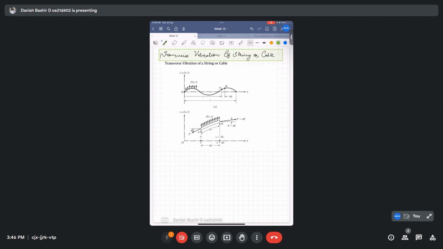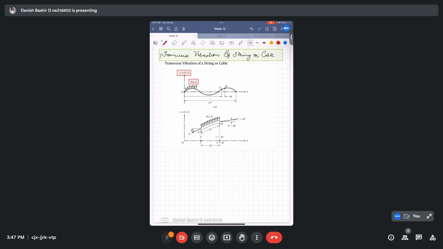So for example, if we consider a string like this, a tightly stretched elastic cable of length L. This is the total length of the cable, subject to a transverse force F of x comma t acting per unit length of this cable. And we assume the transverse displacement of this cable along the z direction as w of x comma t. It will be a function of this.